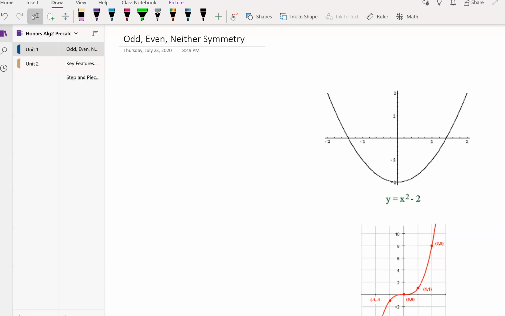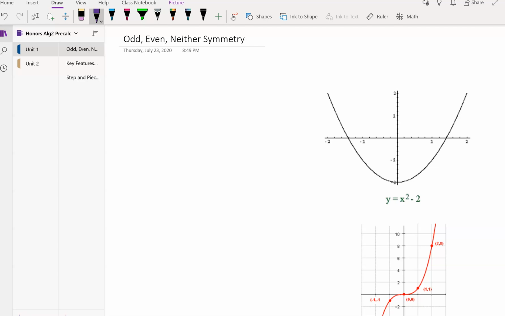Symmetry of graphs. The symmetry of a particular function can be odd, even, or neither. Those are your choices when it comes to symmetry. So we're going to look at these graphs and talk about what it means to have even and odd symmetry specifically. And then in key features in the next video, we're going to talk about what it means to have an even or odd degree of your polynomial and what that means for end behavior.